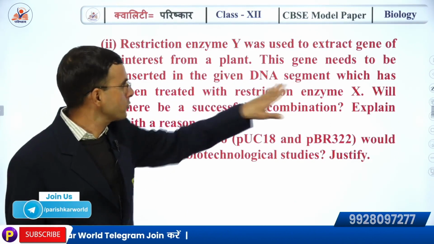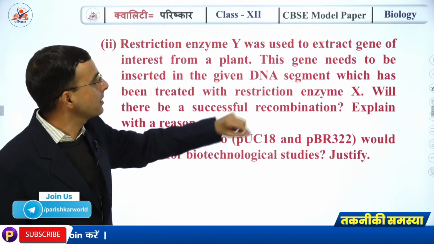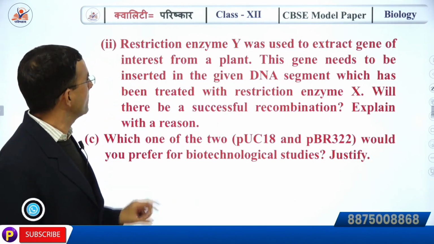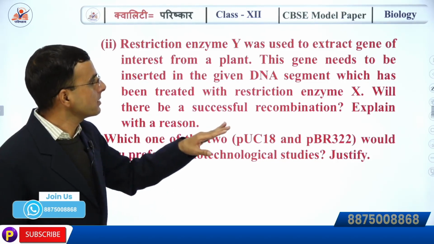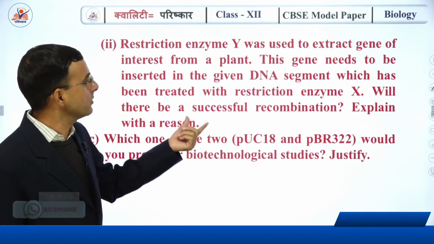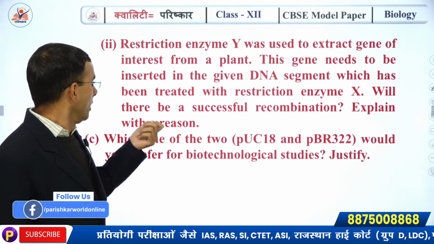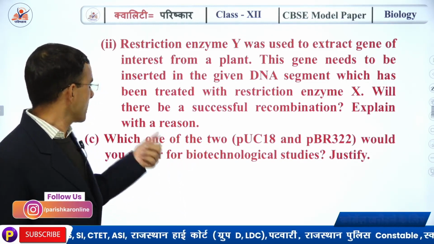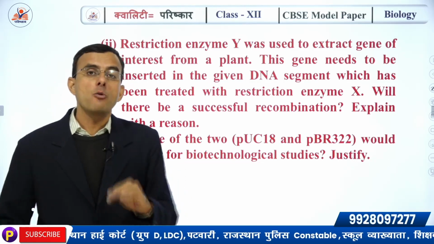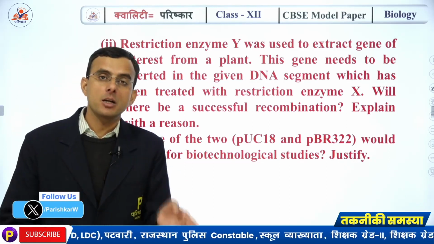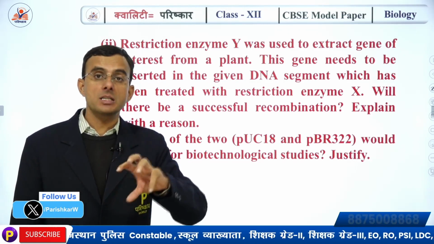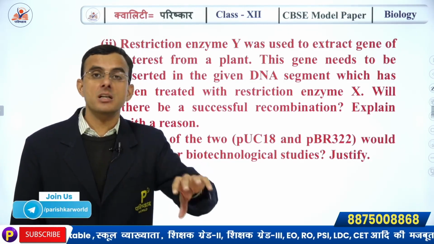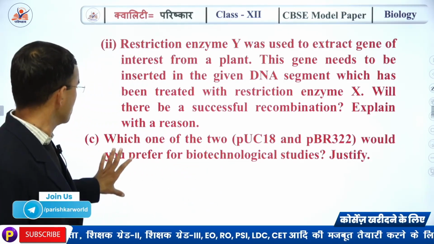Why is it used to extract the gene of interest of the plant? This gene needs to be inserted into a DNA segment which has been treated with the restriction enzyme. Why? Will there be a successful recombination? Explain with the reason. How do we identify that this is the gene we have inserted into a particular place? And the last one is C.